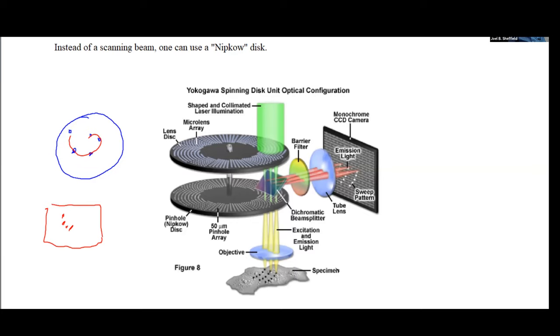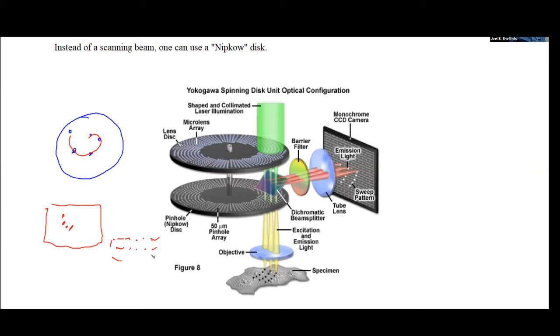And so the idea here is that you illuminate again, with a laser that's now not a single spot, but a broad illumination. And by passing through this disc, you create a lot of mini spots, if you will, that all go through at once. So it's as if, instead of scanning spot by spot, you can actually scan everything all at once.